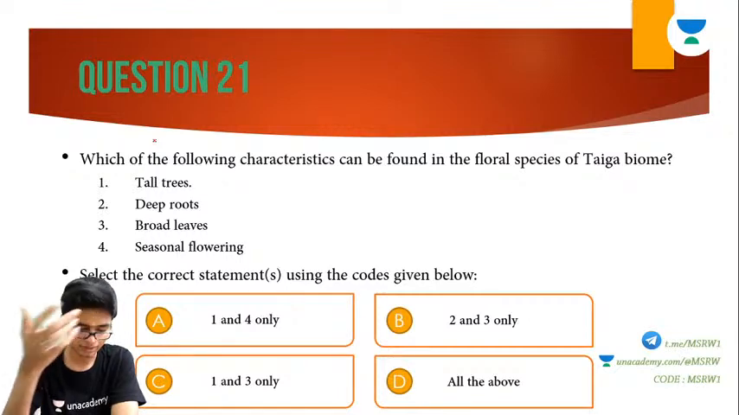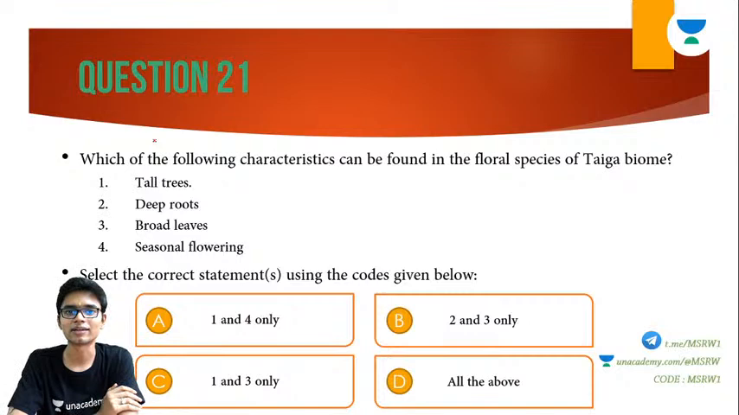Yeah, Satya correct. Sixth was one of the best. Yeah, Seema correct. Second five-year plan concentrated on industrial activities. Twenty-first question. Characteristics of floral species of taiga biome. Select the correct answer.